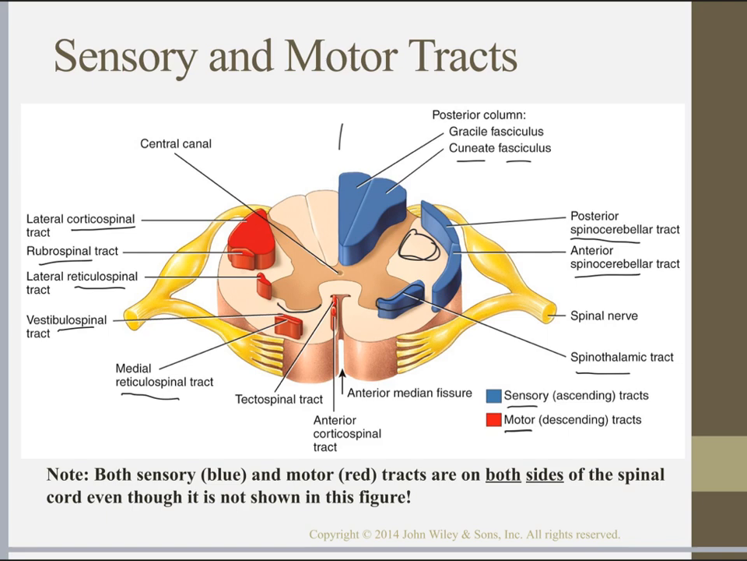Now, anything that says spinal, see that word spinal? Spinal, spinal, spinal. That is our clue for motor tracks. Anything that says spino, that is our clue for sensory tracks. So there's your quick and dirty way of identifying sensory and motor tracks. Again, we are going to get a little more specific and identify what they do and where they go. But just for the real quick and dirty, if it's motor or sensory, that's your little trick. Spino for sensory, spinal for motor.